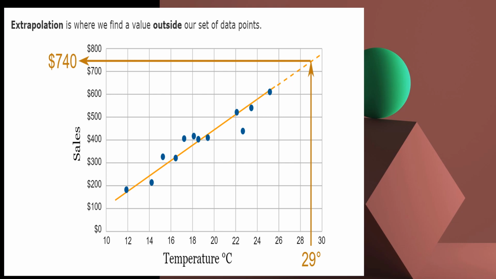The same way, if we are trying to find a value outside the given data, remember those values were given only from 10 to 26, but we are interested in finding the value for 29 degrees. So that can also be approximated. You can get an approximate value of 740 using this regression line. And since it is outside of the set of data, it is your extrapolation. So the scatter plot along with the regression lines is very helpful to find the interpolation and extrapolation for the set of data given in a question.